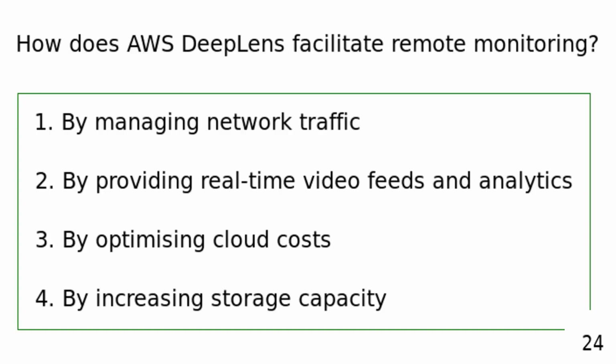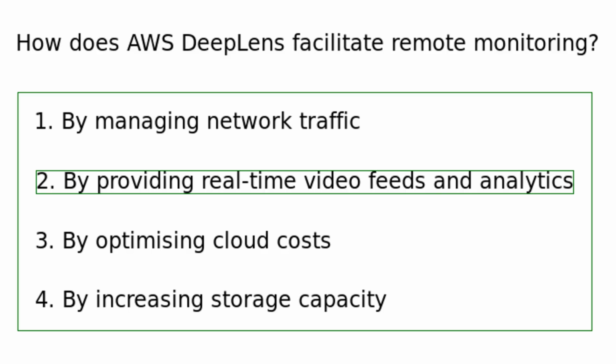How does AWS DeepLens facilitate remote monitoring? By managing network traffic. By providing real-time video feeds and analytics. By optimizing cloud costs. By increasing storage capacity. AWS DeepLens facilitates remote monitoring by providing real-time video feeds and analytics, allowing users to monitor environments from afar.